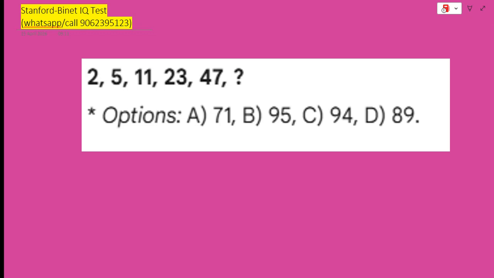So come to the question. What is the question mark over here? This is a number series. The numbers are 2, 5, 11, 23, 47, and this number we have to find out. And there are 4 options. Option A says 71, option B is 95, option C is 94, and option D is 89.